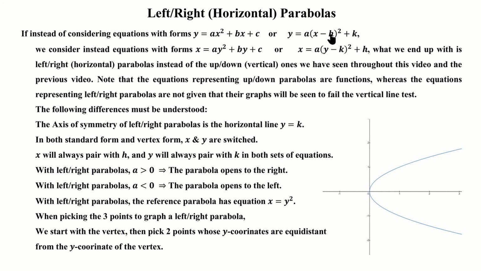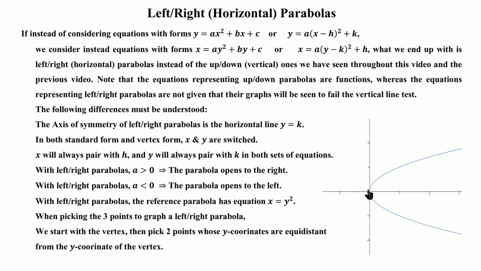Now, when it comes to associations, h always goes with the x and k will always go with the y. Even in this form, (h, k) is still going to be your vertex. Everything you've learned basically works, just turn it around and make it horizontal.